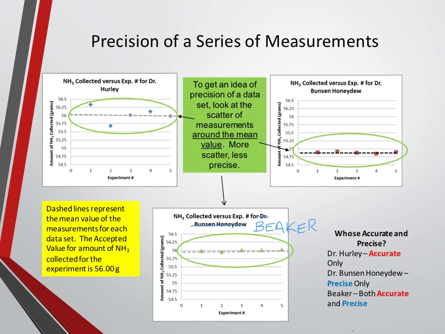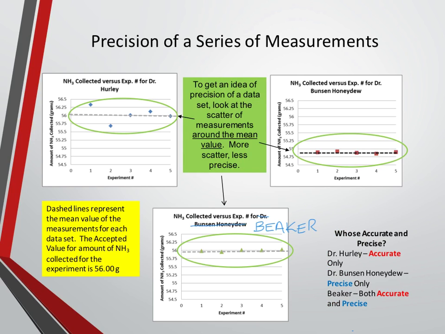However, we still need a way to look at data and get a visual on whether or not it's precise or not. So let's look at a way that we can do that. One of the ways, if you have access to a graphing program like Excel, is to quickly graph your data and look for deviations of the data away from the mean value.